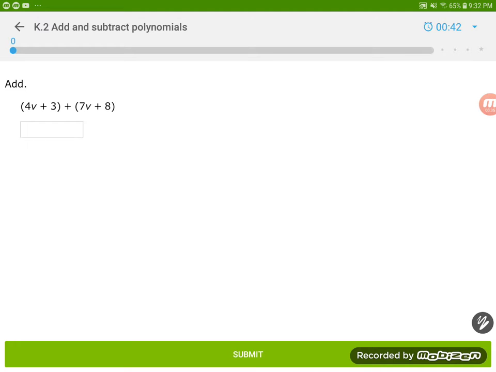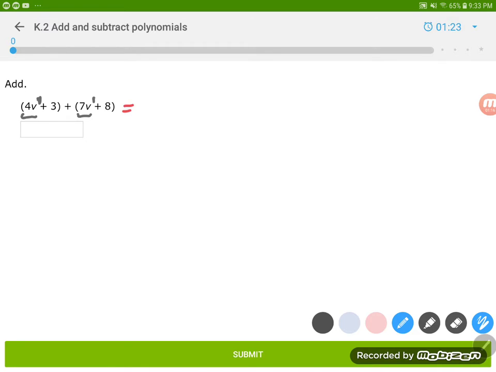So when we look at this example, we see that we have a 4v right here, and we have a 7v right there. These are going to be like terms because they both have a v in them, and they both have a degree or a power of 1. Because they have the same variable and the same power, that means that we can go ahead and add and subtract these. So over here, I can write equals, and just to keep it color-coded, this is going to be 4v plus 7v.